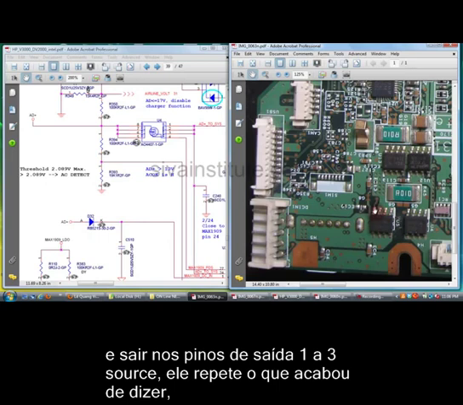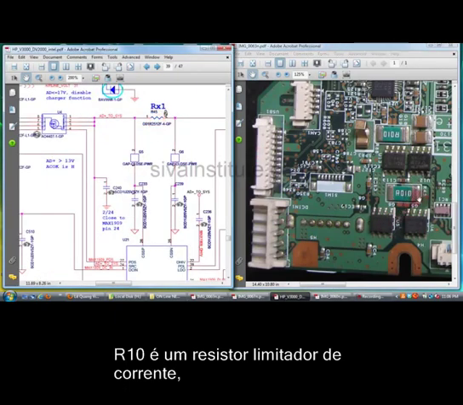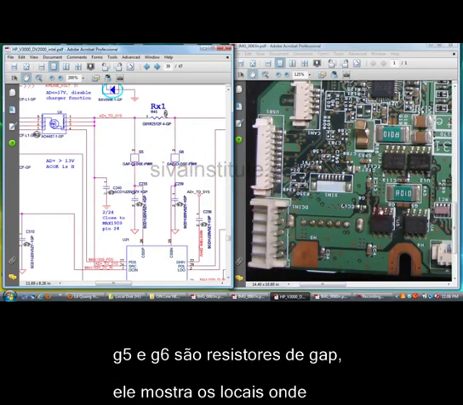This is the gate. When you give voltage to the gate, the voltage comes from these pins to these pins, pin number 1, 2, 3. R45 is a current limiting resistor. G5, G6 are gap resistors.